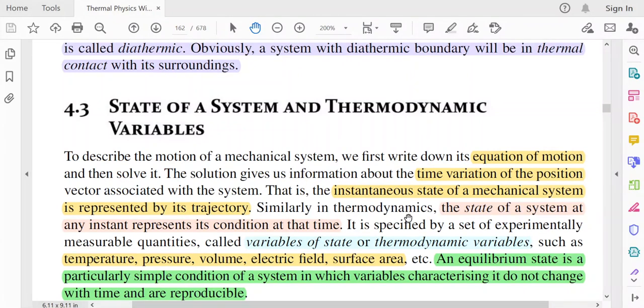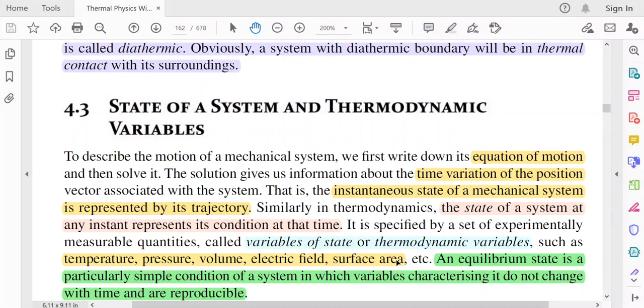Similarly, in thermodynamics, the state of a system at any instant represents its condition at that time. Again, I am repeating, the state of a system at any instant represents its condition at that time. It is specified by a set of experimentally measurable quantities called variables of state or thermodynamic variables, such as temperature, pressure, volume, electric field, surface area, etc.